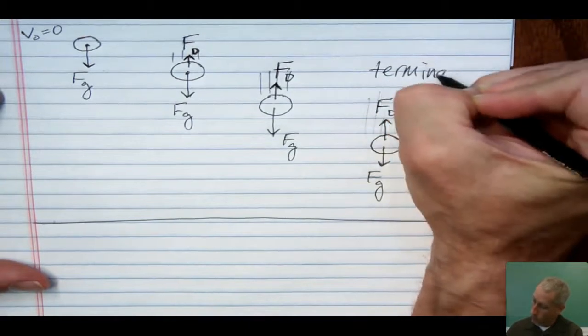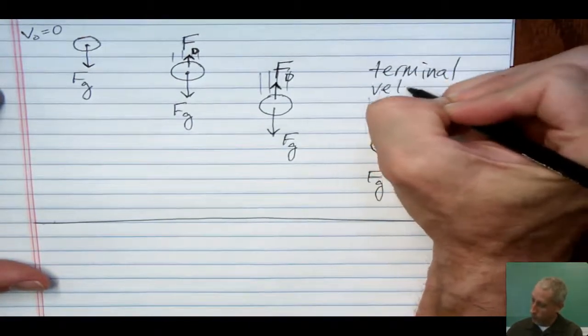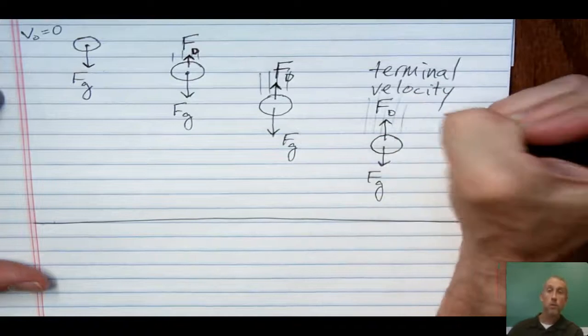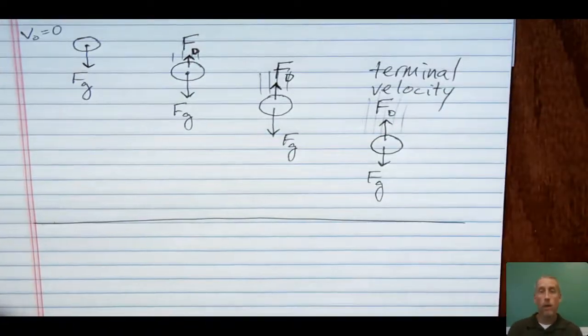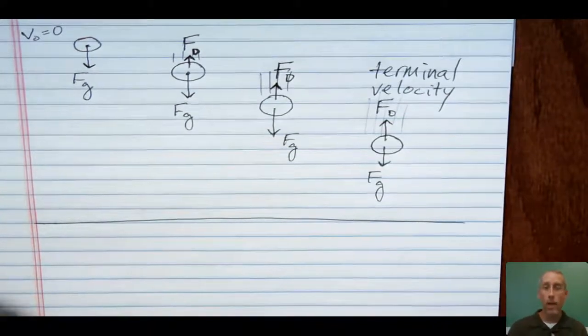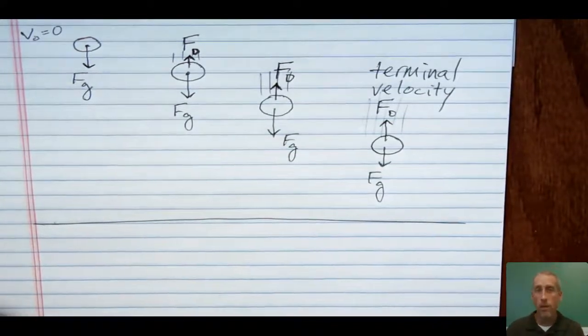Doesn't mean it's not moving. It means it's not accelerating anymore. And unless something else changes it, it'll just continue to fall at that speed for the rest of the trip until it hits the ground. Now, that terminal velocity will depend on how big the object is, how aerodynamic or what shape it is, the fluid that it's going through. There's a lot of factors that come into play here.